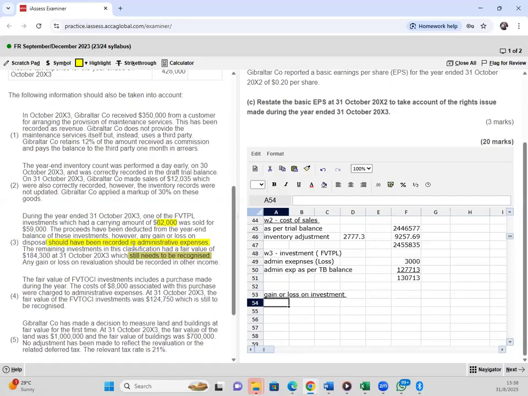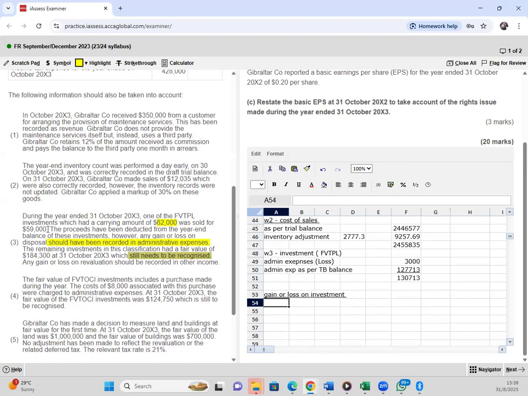The statement had also said that the proceeds have been deducted from the year-end balance. So they sold, but if you sell, what you are supposed to deduct is the carrying amount of the asset you have disposed. If you dispose of an asset, in the asset account, if it's at NBV, you record the carrying amount of the asset disposed. But in this case, they are saying they removed the proceeds instead. The proceeds were less than the carrying amount.